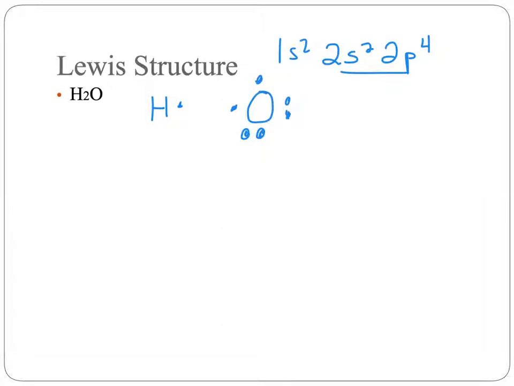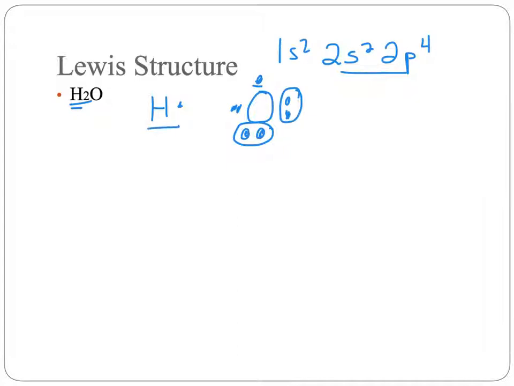And as I said in the previous video, you really don't have to be too particular about how you put those dots around, as long as you have 2 paired electrons and then 2 lone electrons. So how can we combine 2 hydrogens with oxygen so that all of the atoms have access to the number of electrons they want to stay stable?